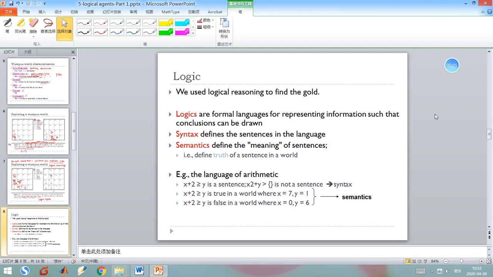So now let's come to the third section of this chapter, logic. This section summarizes the fundamental concepts of logical representation and reasoning. First, what is the concept of logics? Logics are formal languages for representing information such that conclusions can be drawn.